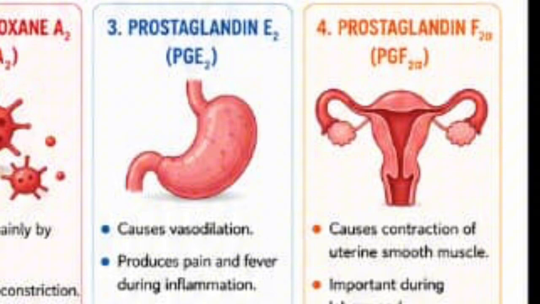Prostaglandin E2, we call it PGE2. PGE2 causes vasodilation of the blood vessel. It produces pain and fever during inflammation. We call it inflammatory pain. So it produces inflammatory pain and fever during inflammation.